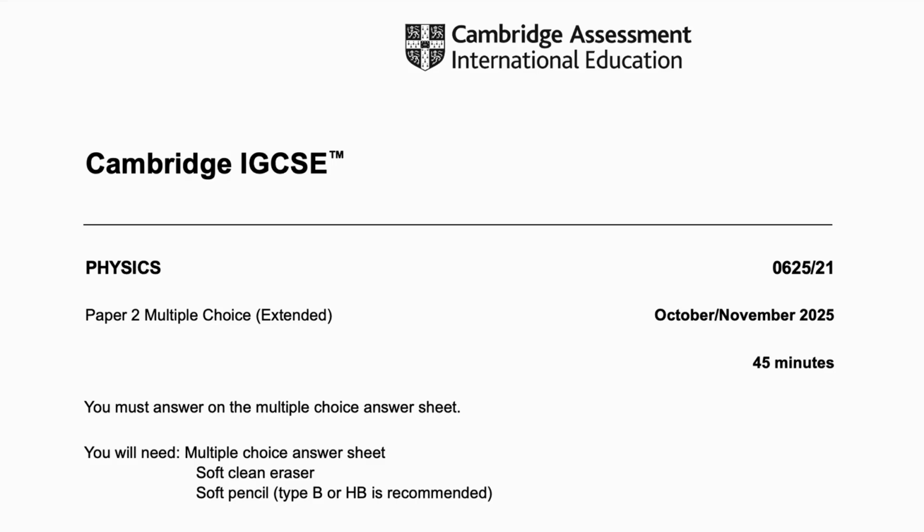Today we are solving question 21 to question 30 from October/November 2025, paper 2-1. So let's quickly start with question 21.